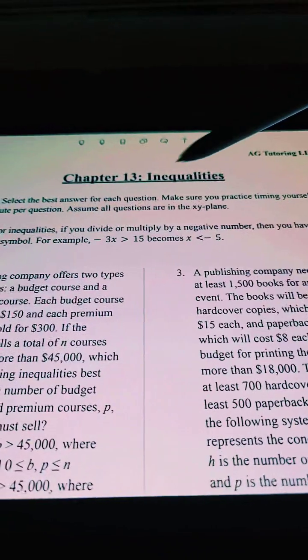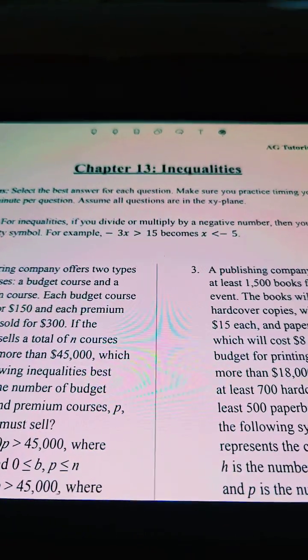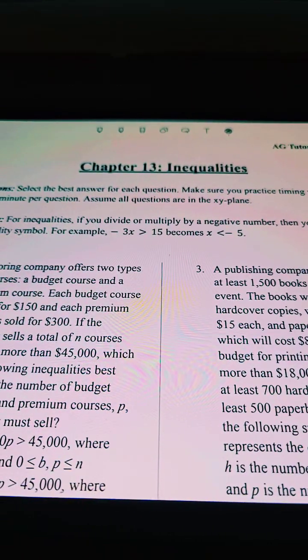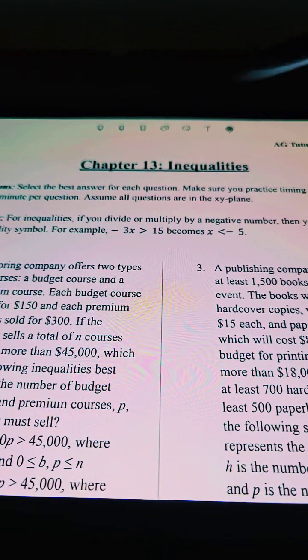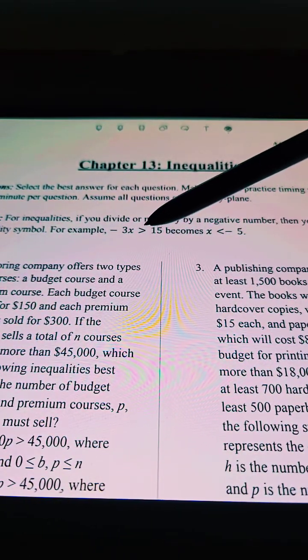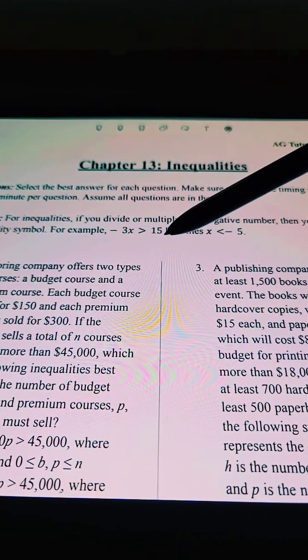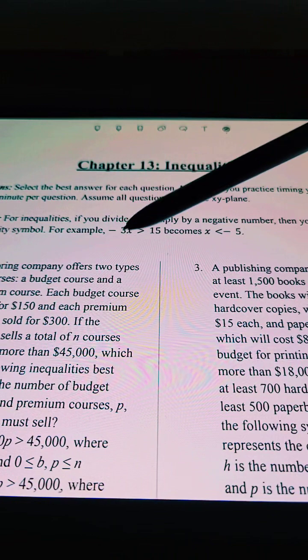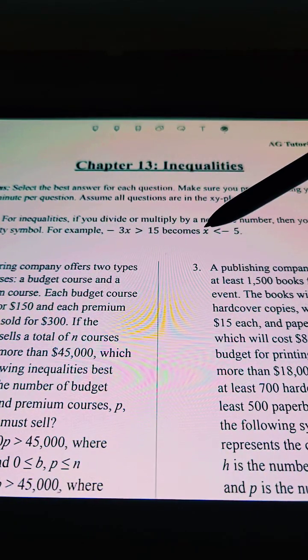And just as a quick reminder, inequalities are almost identical to solving equations. It's just that if you divide or multiply by a negative value, you have to flip the inequality symbol. So for instance, if I have negative 3x is greater than 15, I have to remember that because I'm dividing each side by negative 3, I have to flip it over to become less than over here.